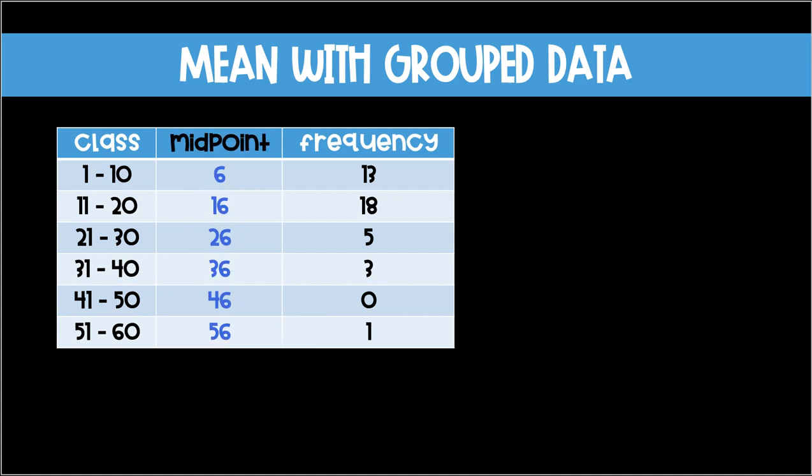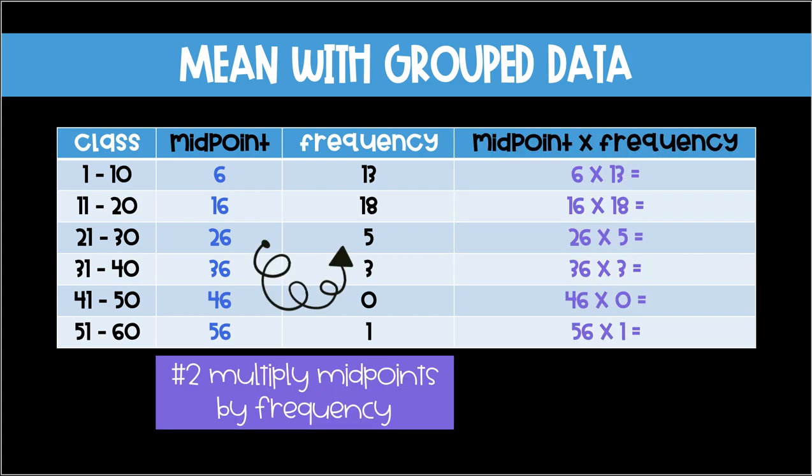Now that we computed our midpoints, we're going to multiply the midpoint times the frequency. In other words, we're making up a very similar data set. I know I have 13 values between 1 and 10, so I'm going to make up 13 sixes because 6 is exactly the midpoint. And I'm going to do that by multiplying them, 6 times 13. And then the midpoint for the second class is 16. I'm going to multiply it times the frequency. Now I'm going to have 18 sixteens. And so on. You're going to do the same thing for every class: multiply the midpoint times the frequency.